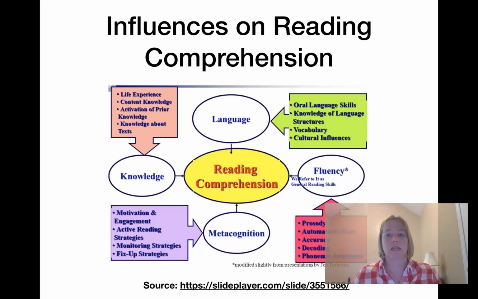The other piece of reading comprehension is language. So do the students have the vocabulary necessary to really comprehend what they're reading? Do they have tools that they can fall back on if there is a term that they don't understand to determine what that word is, and make those connections within their language? And then do they have knowledge of language structures? So do they understand the concept of subject and verb?